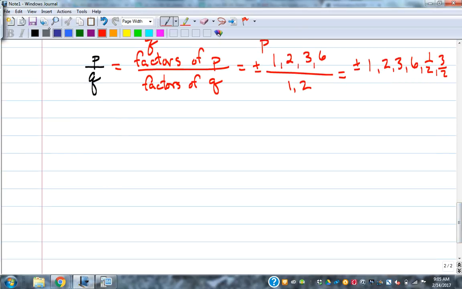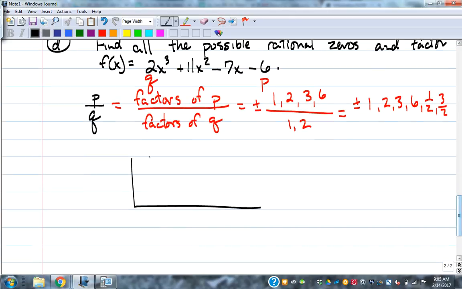So we set up our synthetic division for that polynomial, which is 2, 11, -7, and -6. And then I need to find something that goes on the shelf. So what I'm going to do is graph that polynomial with my graphing calculator. So we're going to graph this polynomial with our graphing calculator.